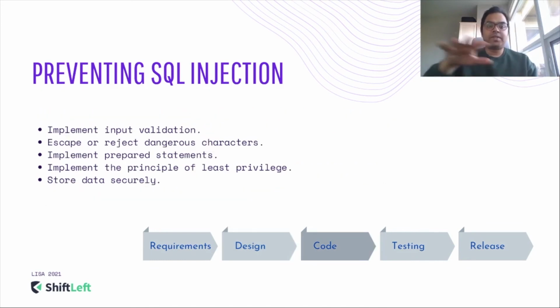Which then brings us to the code side of it. Once you have done the requirements and the design and analysis, and the code is implemented, you have to think carefully. You have to understand where you're escaping or rejecting dangerous characters, and implement proper prepared statements. This is one very easy way: you can use prepared statements and not just concatenate strings the way we were doing here. This way you would be able to mitigate the chances of an SQL injection actually happening. And then you implement the principle of least privilege.